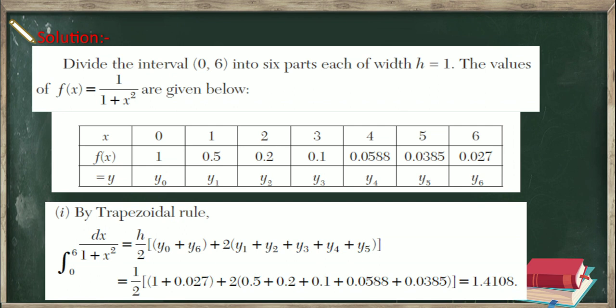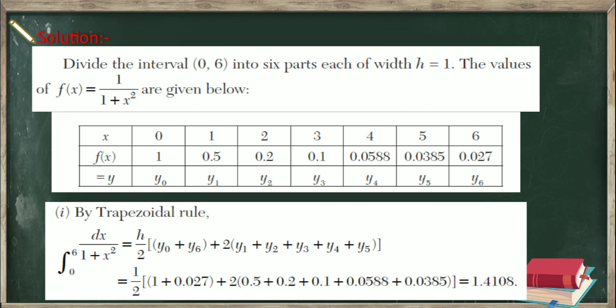So divide the interval 0 to 6, we get the values of x. x is equal to 0, 1, 2, 3, 4, 5, 6. Substitute the values of x in f of x, we get f of x is 1, 0.5, 0.2, 0.1, 0.0588, 0.0385, 0.027. So values of y: y0, y1, y2, y3, y4, y5 and y6. First we use the trapezoidal rule.